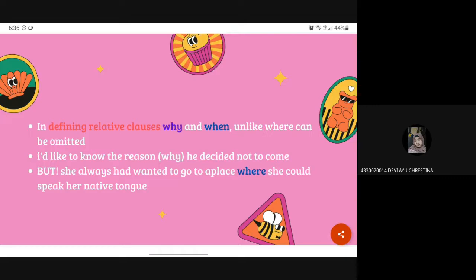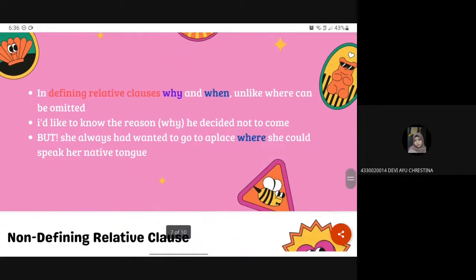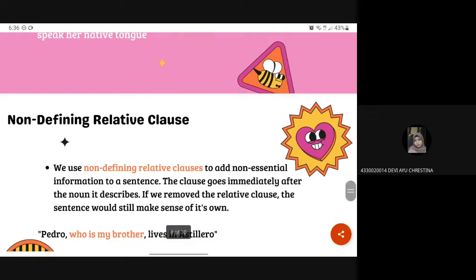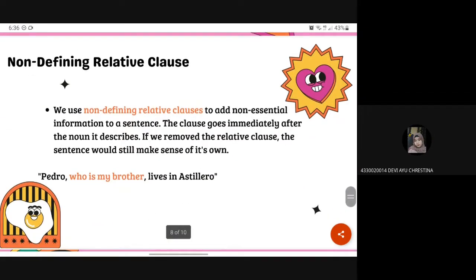We can use "he decided not to come" immediately without why, because why and when can be omitted, but where cannot be omitted. She always had wanted to go to a place where she could speak her native tongue. Okay, the next point will be explained by Devi Ayu.